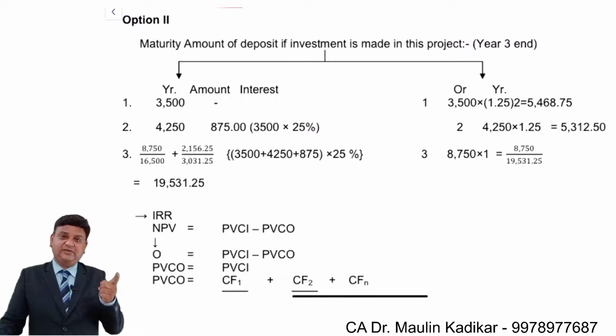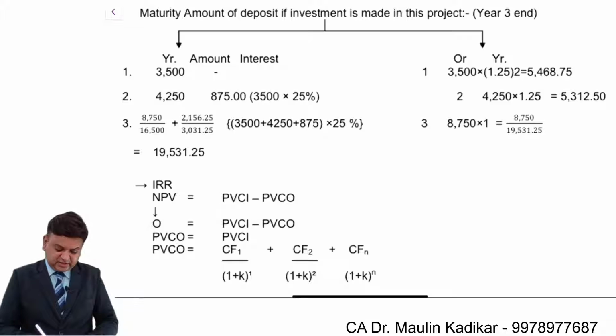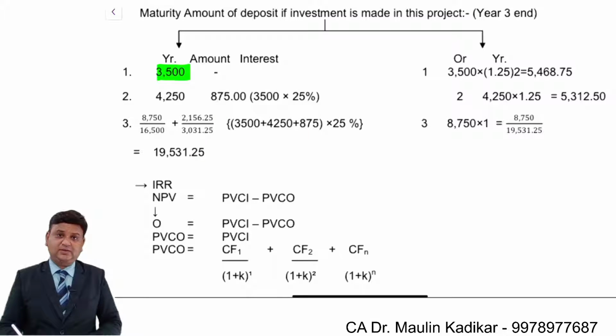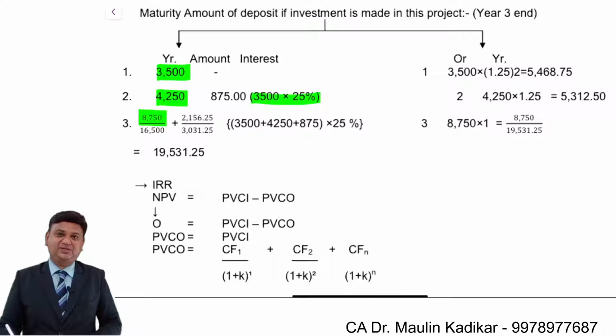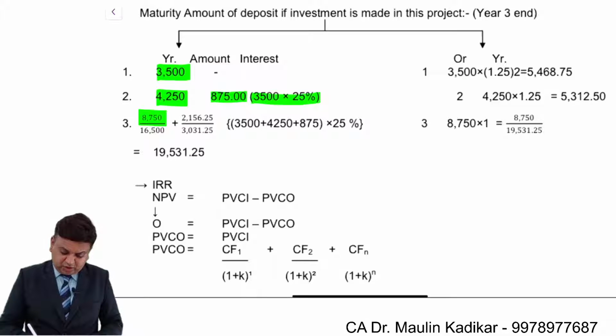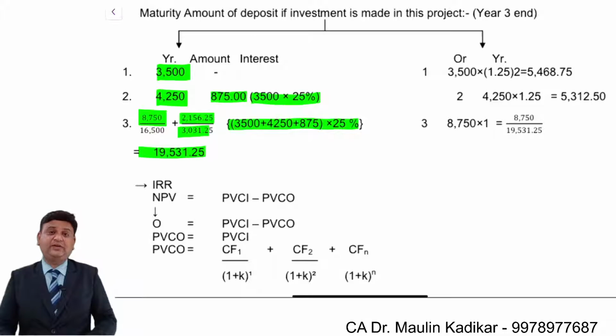Now instead of investing somewhere else, suppose you are investing in this project. In the first year you get 3,500. See the cash accrual of the project. Second year 4,250. Again see the cash accrual of the project. And third year 8,750. The amount that you receive at the end of the first year is reinvested at 25%, and this is what you get. The amount received at the end of the first year, second year, and interest of the first year end which you have received in the second year, on all of them you get interest 2,156. So the total amount that you are getting is 19,531.25.